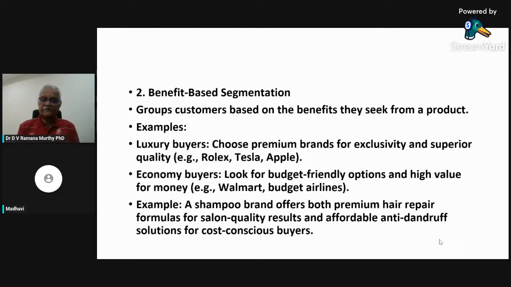And normally you have this anti-dandruff solution based formula. That's for cost conscious buyers. They require a little lesser price. It is a superior brand, and I'm not going to say that it's an inferior brand. I'm not saying that, but it's a less luxurious brand as such. So how do you know this? This is the second class, benefit based segmentation. Luxury buyers, economy buyers. Based on that, all your product, price, place and promotional strategies also differ.